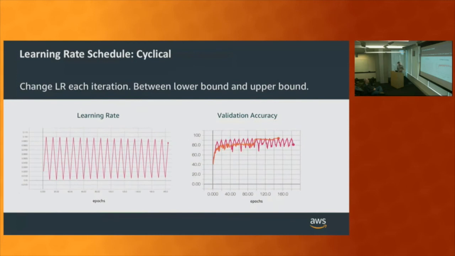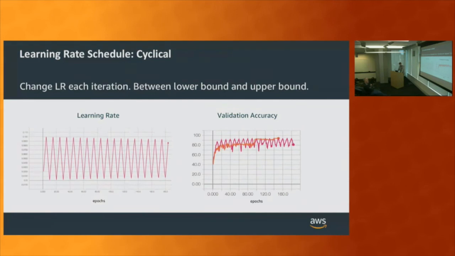But then a new method that was introduced actually in 2015 was cyclical learning rates. So instead of starting with a high learning rate and periodically reducing it, we're going to find a lower bound and an upper bound for the learning rate and oscillate between the two at a given frequency. So here the frequency we'll be looking at is a step size of 5 epochs. And what effect does this have? Well, we can see that we can reach a higher validation accuracy much quicker.